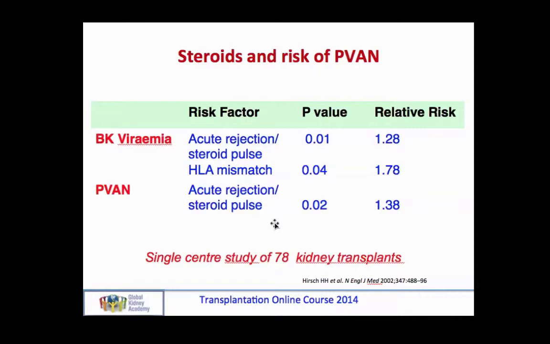So let's look at some of the data around steroids. This was early data, a single centre study looking at 78 kidney transplant patients, and if you look at the risk factors for BK viremia and for established nephropathy, steroids and acute rejection were significantly associated with the two, presumably because a steroid pulse again encourages viral replication.